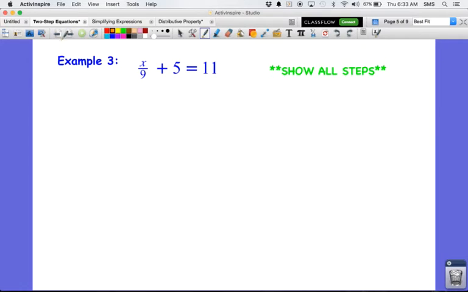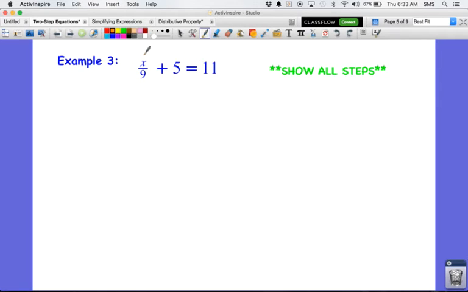Let's look at something that looks a little bit different. Now, I have x divided by 9. This is a fraction. We always get confused with fractions, but fractions are just a way to write a division problem. So this represents division. x divided by 9 plus 5 equals 11.